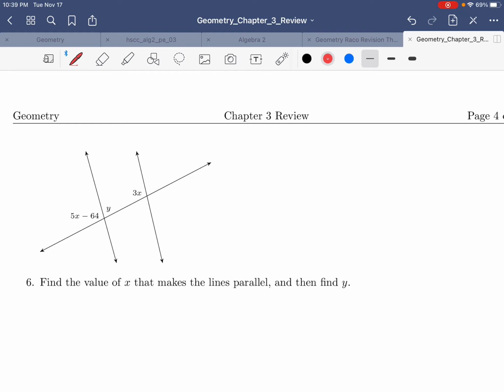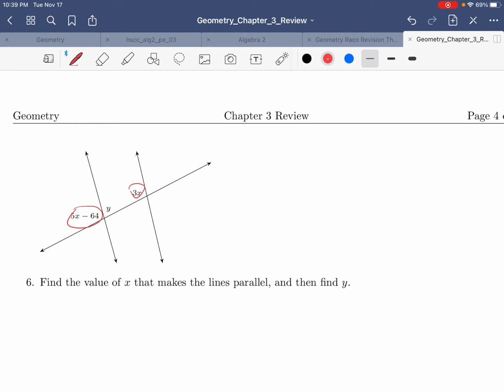Find the value of x that makes the lines parallel and then find the value of y. So my strategy is to find where x is. I notice I have an x right there, but then there's a second location where there's an x right there. So now those are the two that I'm going to relate to each other.